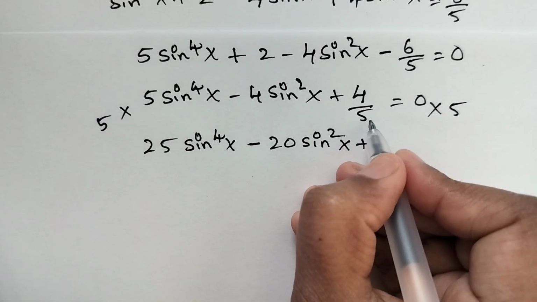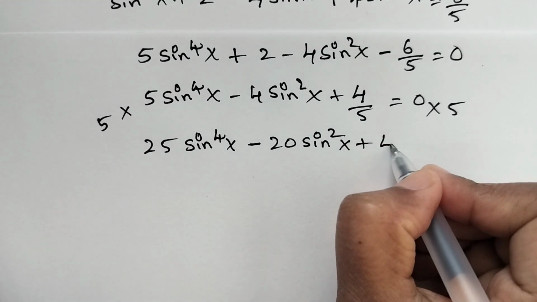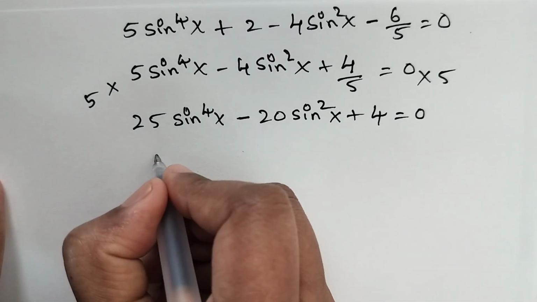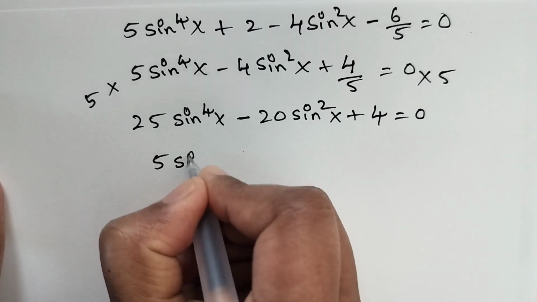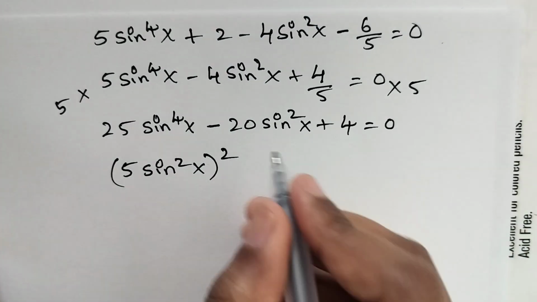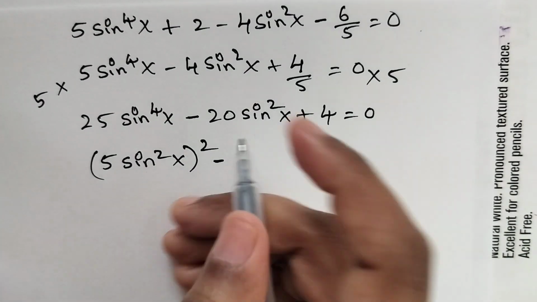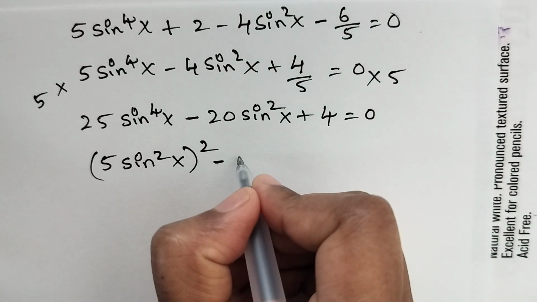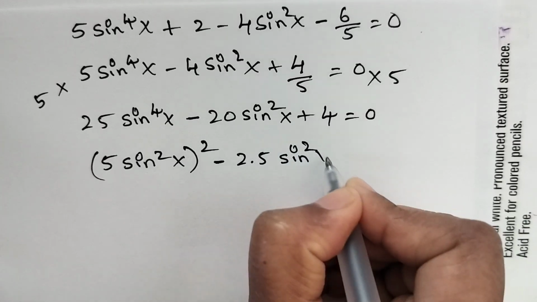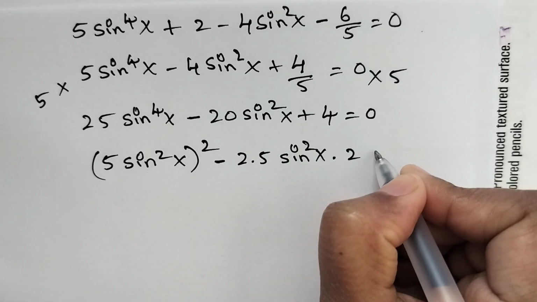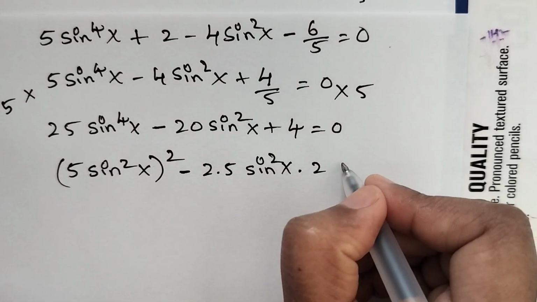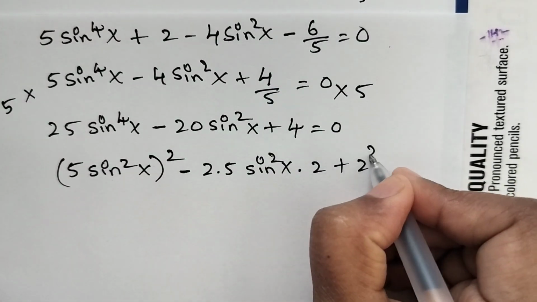So here 5 both get cancelled. We will get 4 equal to 0. So now 25 we can write as (5 to the power of sin square x) whole to the power of 2. So minus, 20 we can write as 2 times 5 is 10, and sin square x times 2, so 2 times 2 is 4, 4 times 5 is 20. So plus 4, we can write this as 2 square, is equal to 0.